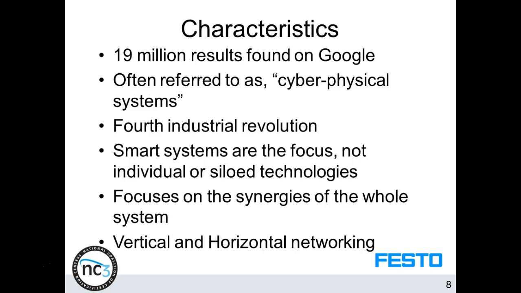So there's a lot of what's often referred to as cyber physical systems. Somebody brought that up. This is considered to be the fourth industrial revolution. Smart systems are focused, not individual silo technology. What's silo technology?